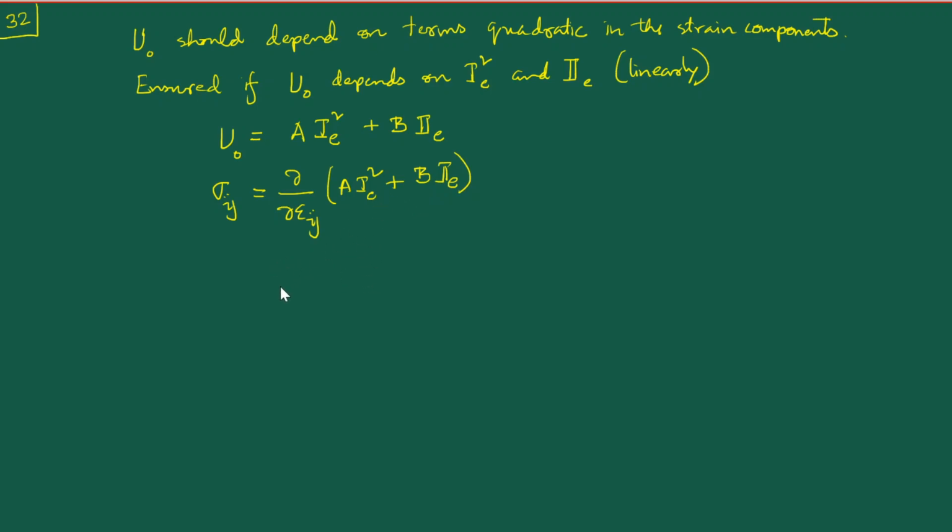If you proceed with that, ultimately you will arrive at a relation between sigma ij and these epsilon ij, which are all linear. So ultimately you will end up with sigma ij linearly dependent on epsilon ij components.